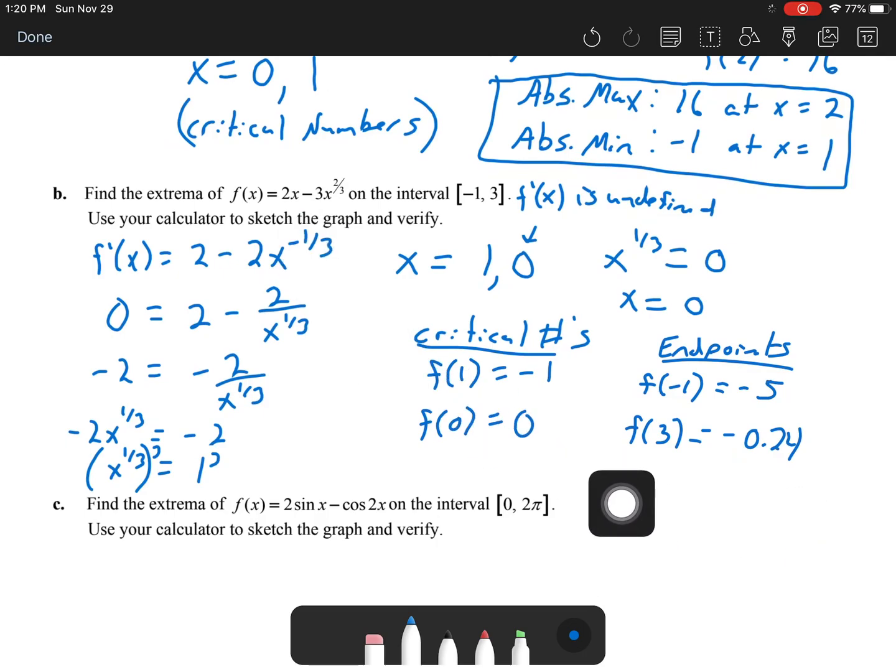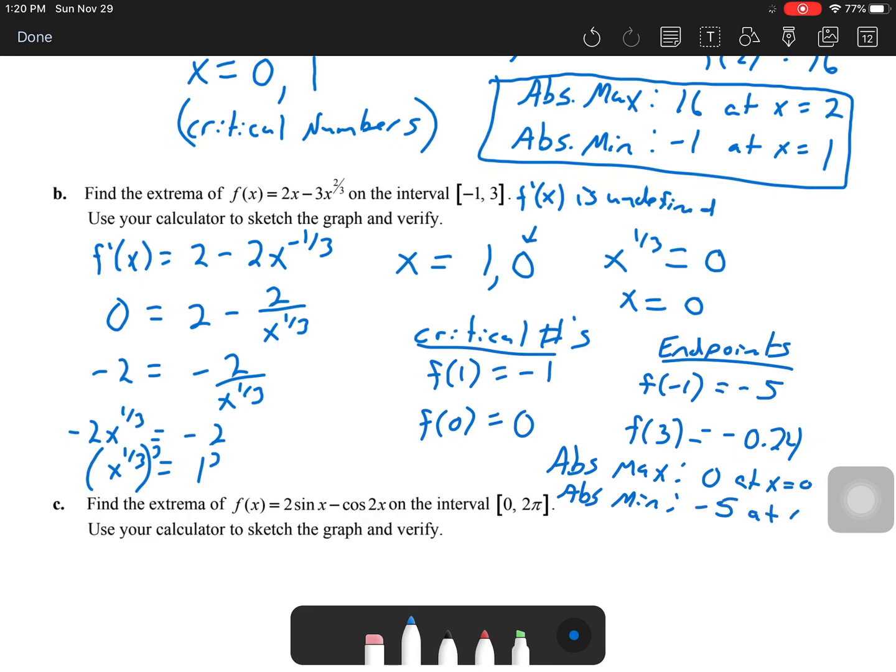Okay. And so as we look at this, we can see that our absolute max is actually 0. Everything else is negative. And our absolute min would be negative 5. So our absolute max is 0 at x equals 0. And then absolute min is negative 5, and that occurs at x equals negative 1. Okay, so we can see that one right here.